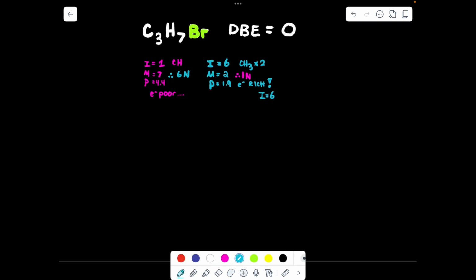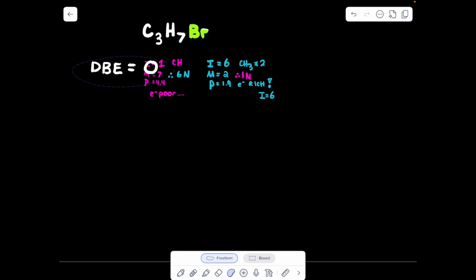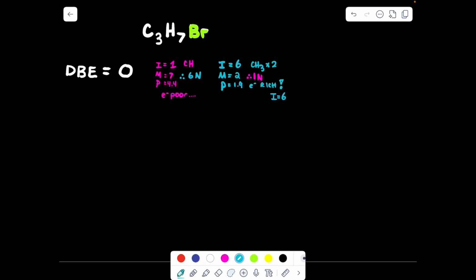Starting first with the DBE information, how can I relate this back to the molecular formula? DBE is equal to 0, meaning that there are no double bonds, and there are 3 carbons. So how can I arrange these 3 carbons for them to not have any double bonds? One of the arrangements is going to be propane. So let's work with this. So now I have my 3 carbons. C3 are all accounted for: 1 carbon, 2 carbon, 3 carbon.